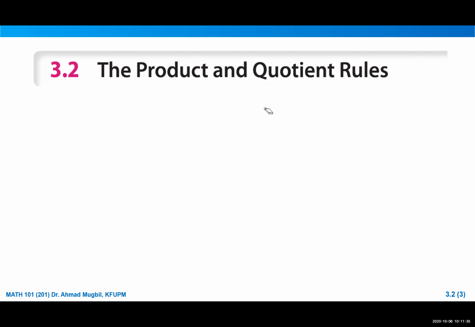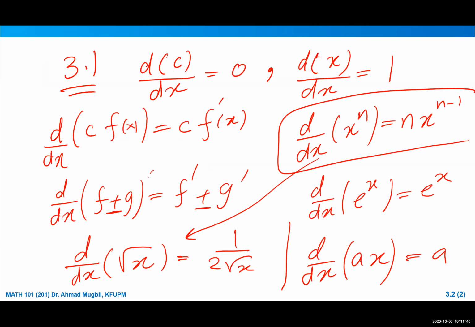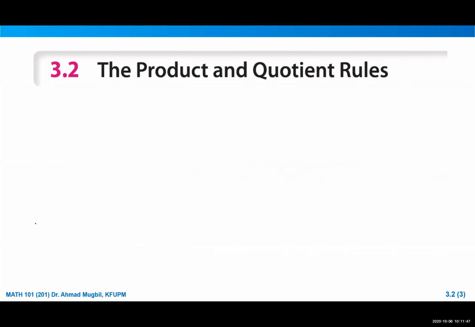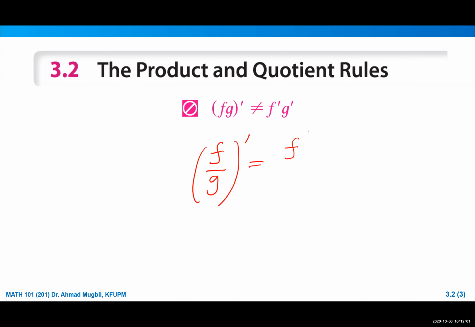What we are going to learn today is the product and the quotient rule. You can see here, ya shabab, you can distribute the derivative over the sum and the difference, but we cannot do that over the product and the quotient. So when you have f times g, the derivative of f times g is not f prime times g prime. Similarly, if you have f over g, if you differentiate, it will not be the derivative of the numerator over the derivative of the denominator. This is wrong. So they are not equal.